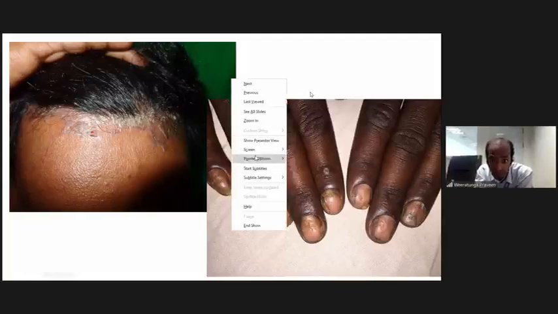And in the hands, you can see the nail changes, nail pitting, onycholysis. So this area is onycholysis, as you can see. So pitting and onycholysis are two important features, psoriasis-related nail changes.